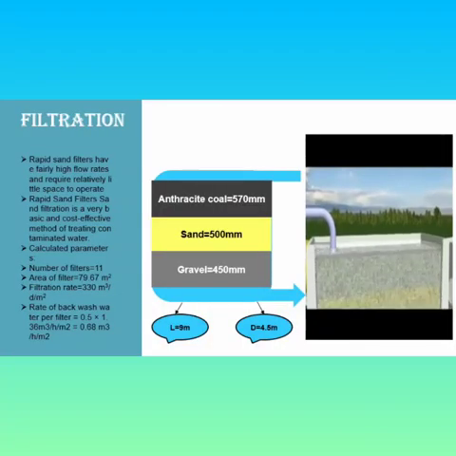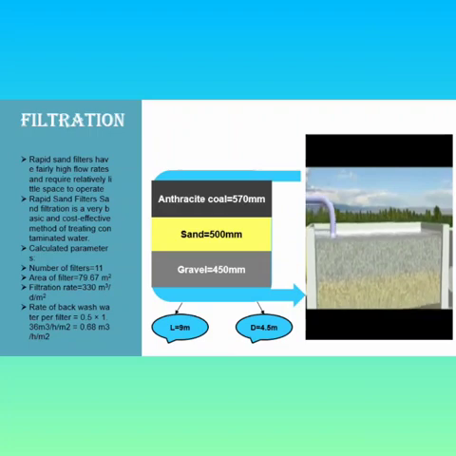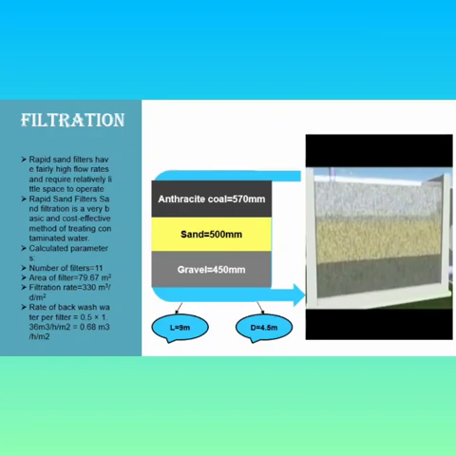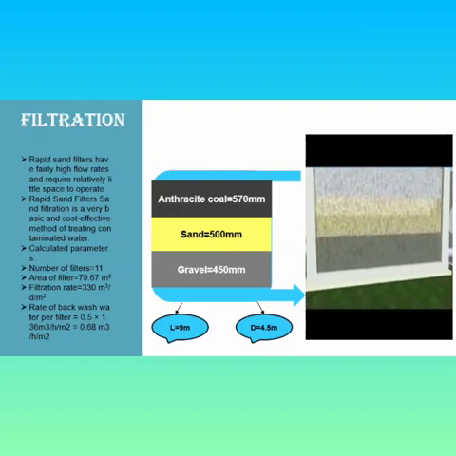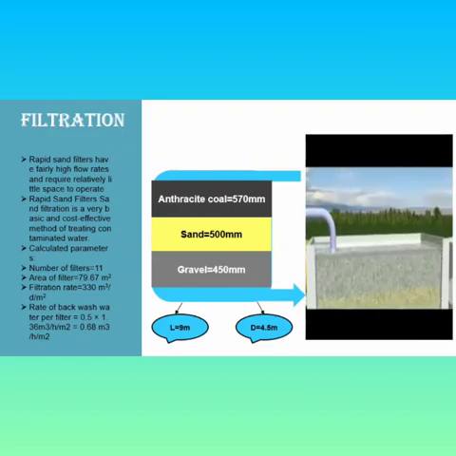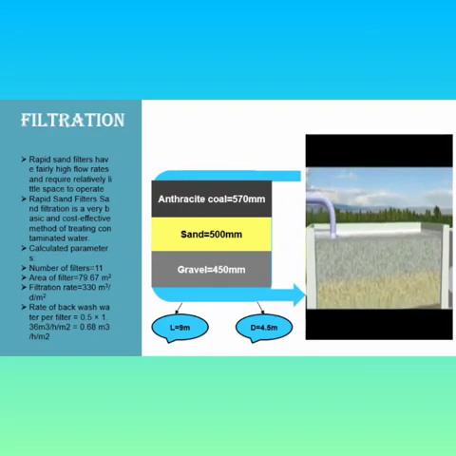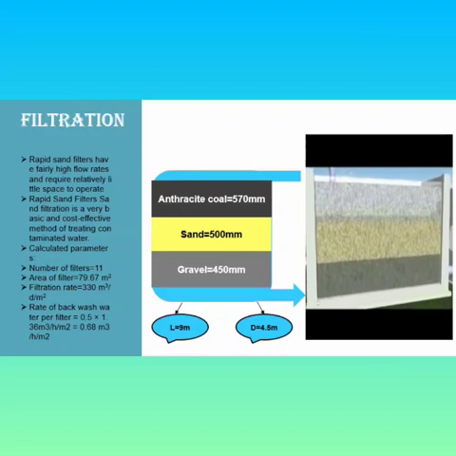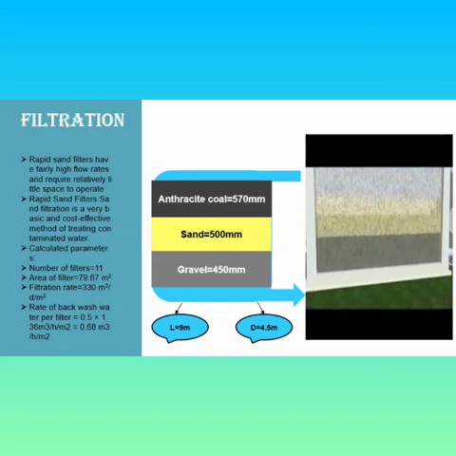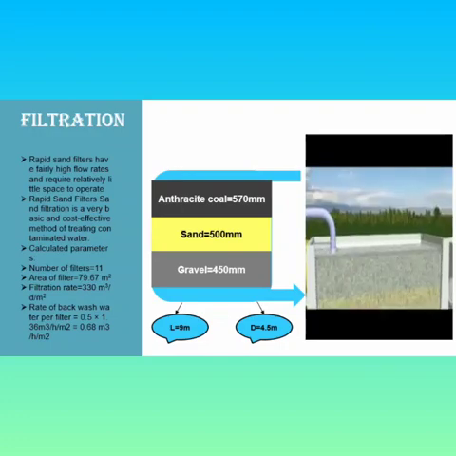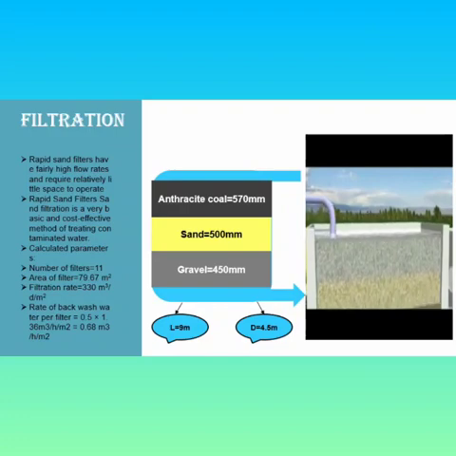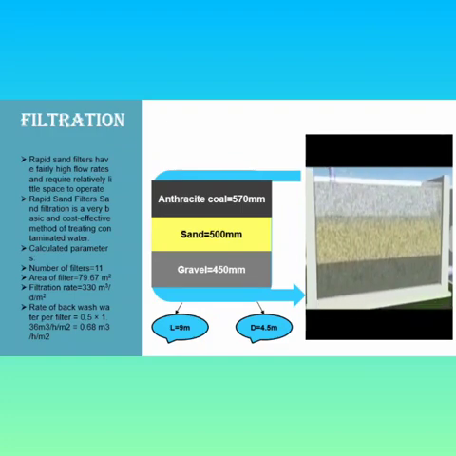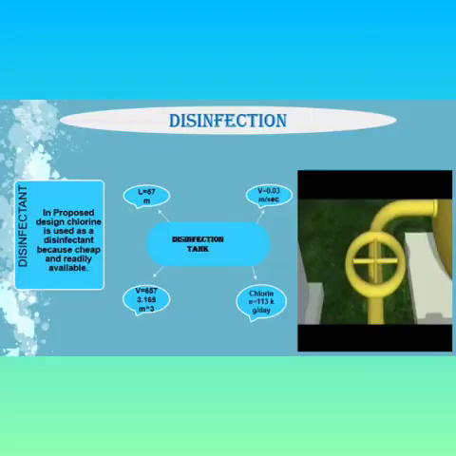Now the filtration. Rapid sand filters are chosen in the preferred design because they require low space, they have high flow rates, and they are a cost-effective method of treating contaminated water. The number of filters calculated is 11, the area of a filter is 79.6, and the filtration rate is 330. The media chosen are anthracite coal, sand and gravel, and the length of a filter is 9 meter whereas the diameter is 4.5.